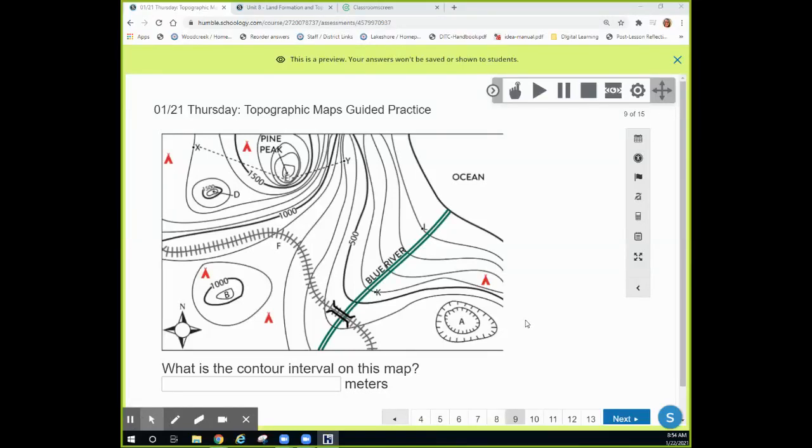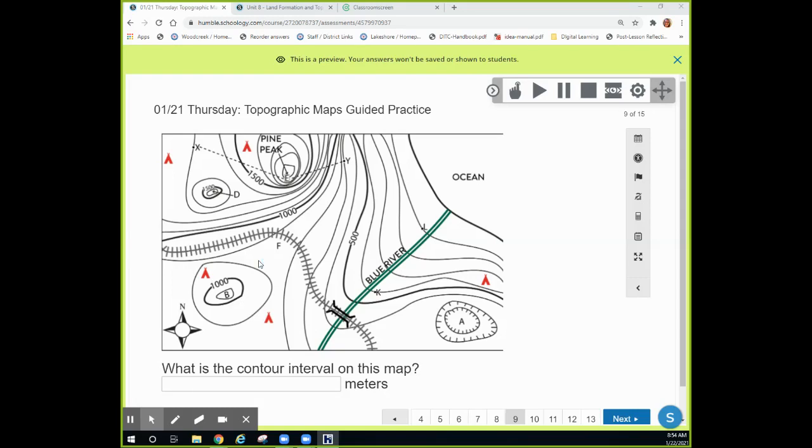Okay, so I'm going to continue through the topographic maps guided practice from Thursday, January 21st, but I'm going to start at the second map. So when we look at the second map, whether it's on a practice activity or a test, whenever you have a picture or a diagram like this, your first thing is to analyze it.